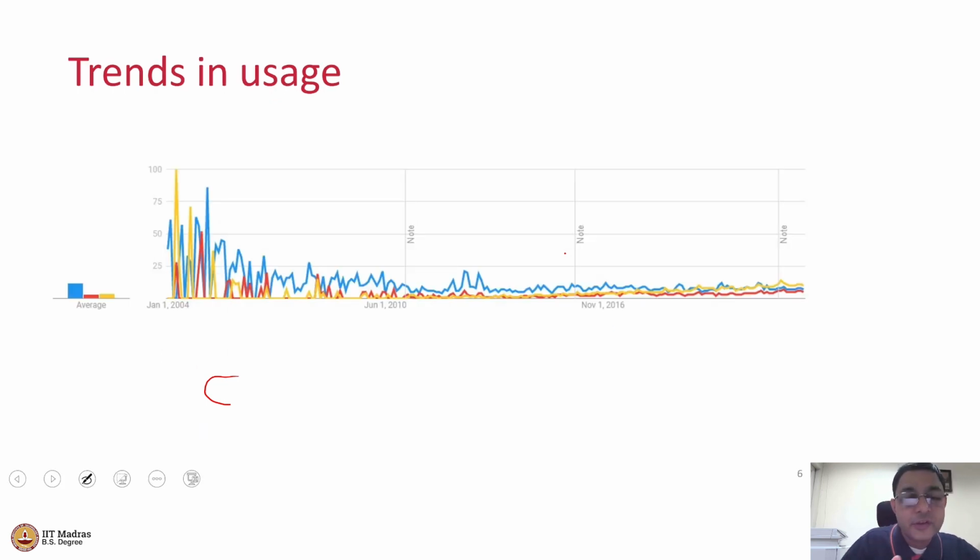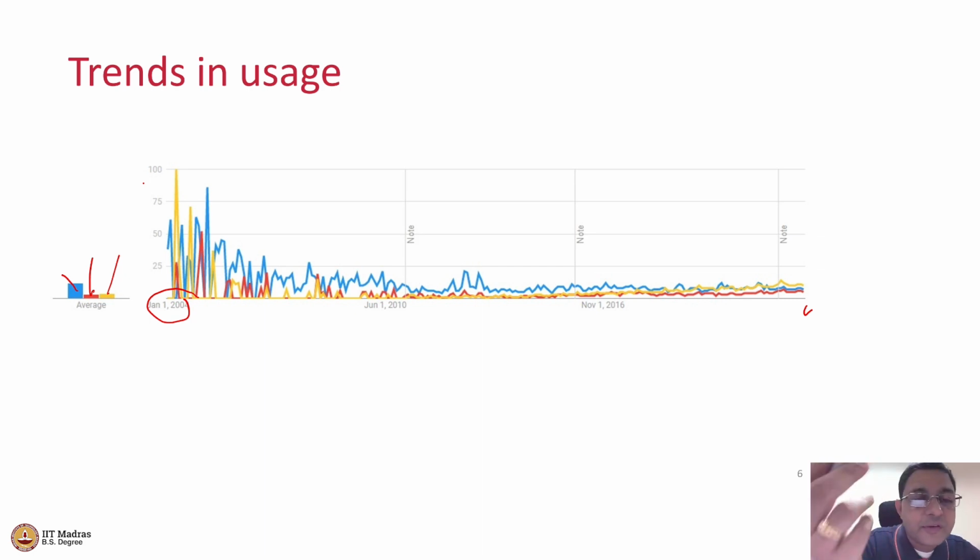I have that plot also. This plot I did yesterday, I can definitely guarantee you that. Okay, so this is from 2004 till today. Once again, blue is for digitization, red is for digitalization, and the yellow ochre is digital transformation.